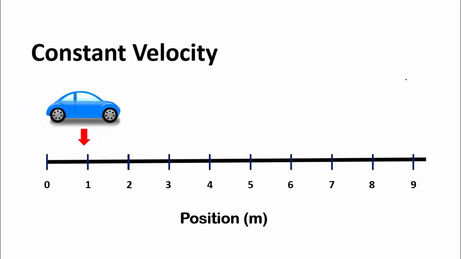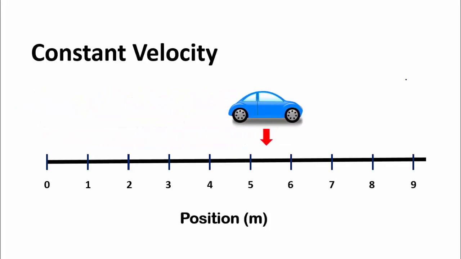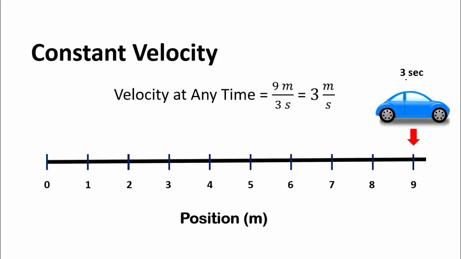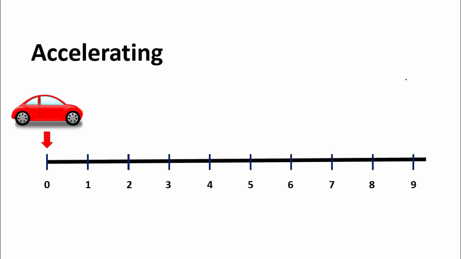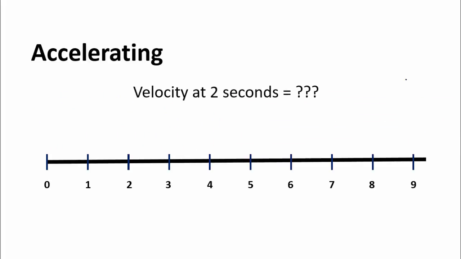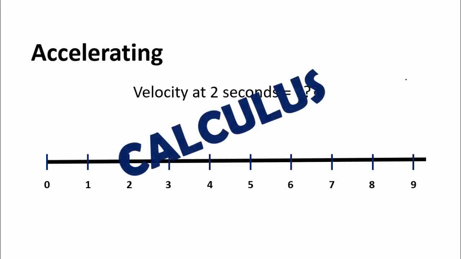Let's say you have a car that's moving at constant velocity, covering a distance of 9 meters in 3 seconds. Well, the car's velocity at any time is going to be 9 meters over 3 seconds, or 3 meters per second. But let's say you have a car that's accelerating, moving faster and faster as time goes by. If I ask you a question, what's the car's velocity at 2 seconds? Well, this doesn't seem as easy as the one before. In this case, you need calculus.